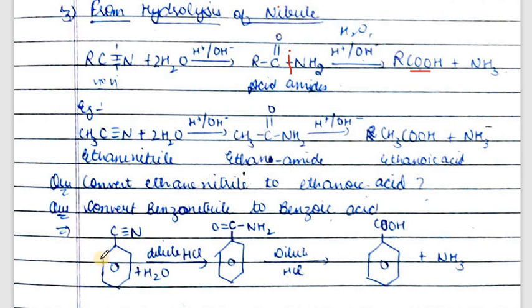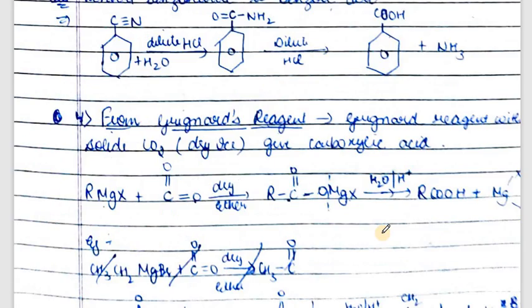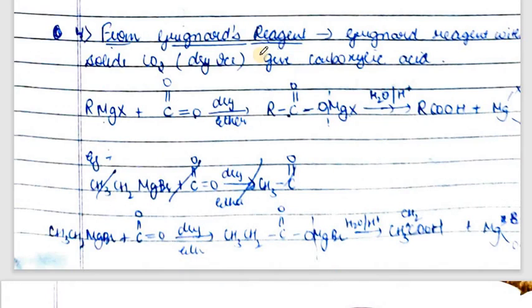This is a CN group attached to a benzene ring, which gives an amide, and then it gives the carboxylic group, that is benzoic acid. The next method is from Grignard reagents, that is with carbon dioxide. The alkyl group gets attached to this carbon, and MgX is attached to this oxygen, that is OMgX, in the presence of dry ether.